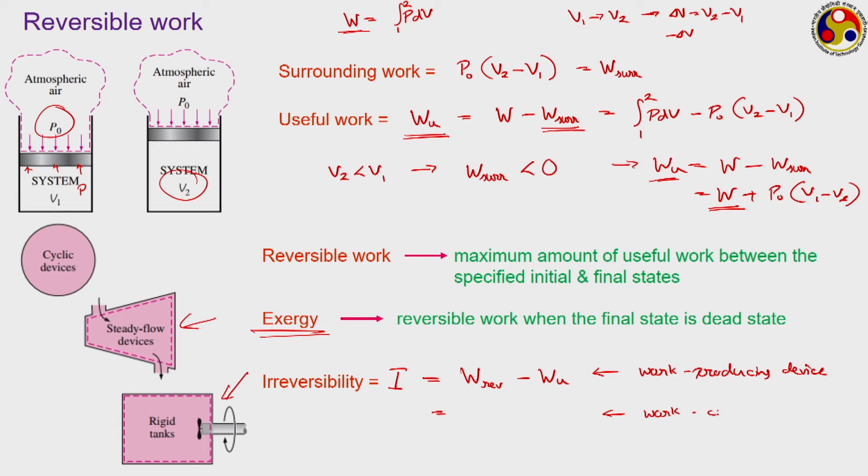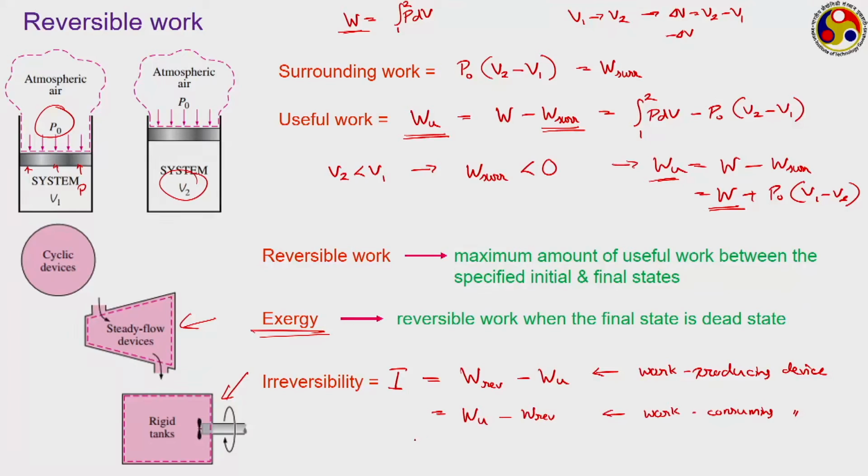Whereas, for a work consuming device like a pump or compressor, what will be the implication of the presence of irreversibilities? Because of the presence of irreversibilities, the work requirement will be more. So, their irreversibility is defined as W useful minus W reversible, because a reversible process gives the minimum possible work input requirement for a work consuming device. So, depending upon whether we are talking about a work producing process or a work consuming process, the definition of irreversibility has to be considered.